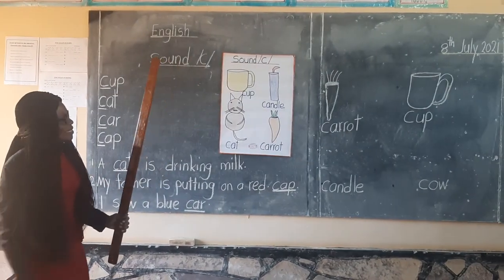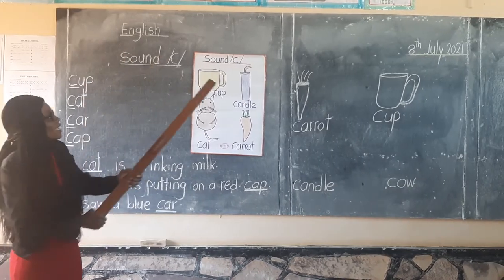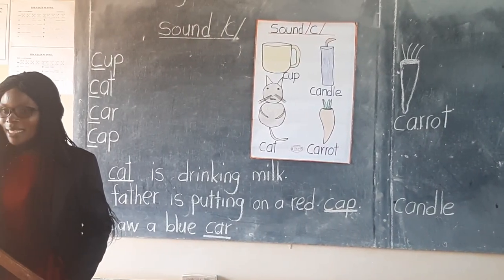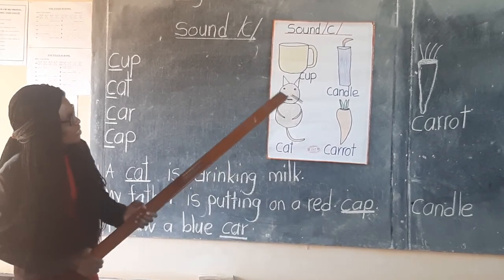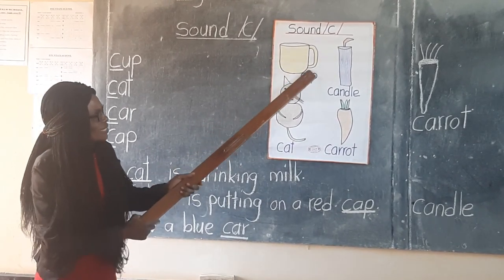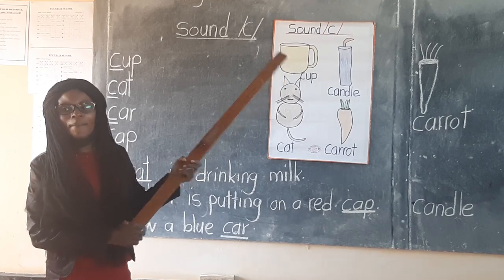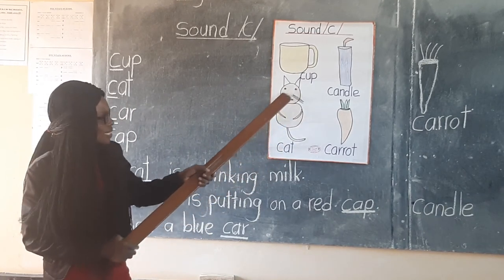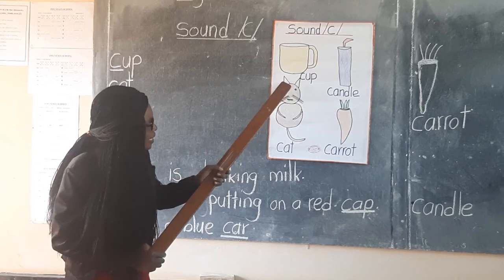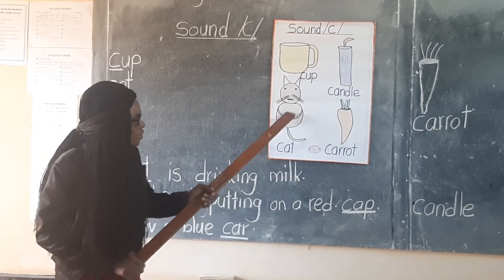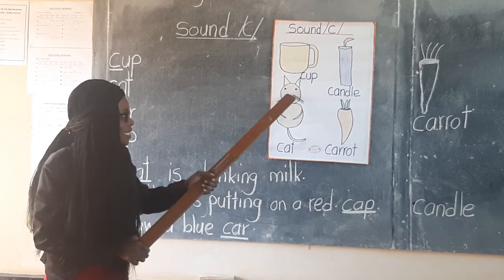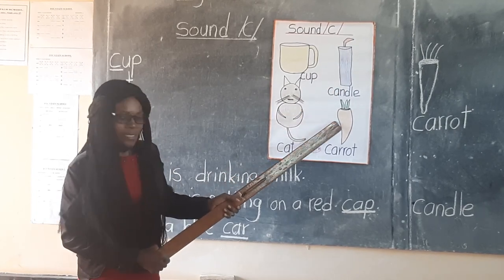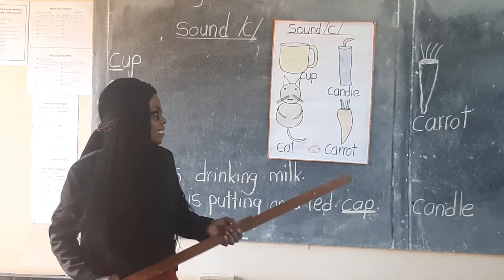Now look at the pictures. Some pictures that I told you to draw, they are here on my chart here. Have you seen how my pictures are looking? How are they? Nice. Look at this. What is this? Car. Very good. This is a car. What about this? It has got ears and the tail. What is this? A cat. This is a cat. And this one? Candle. This? Carrot. I know some of you like eating a carrot.